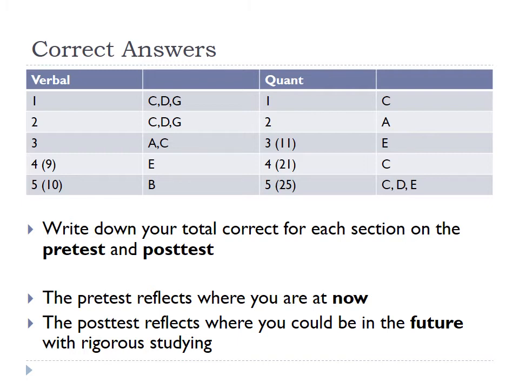All right. So write down your total correct for each section. Again, these are the answers. That's not what it's asking. It's asking the range. Does that make sense now? Okay. See, they're trying to trick you. Tricky.